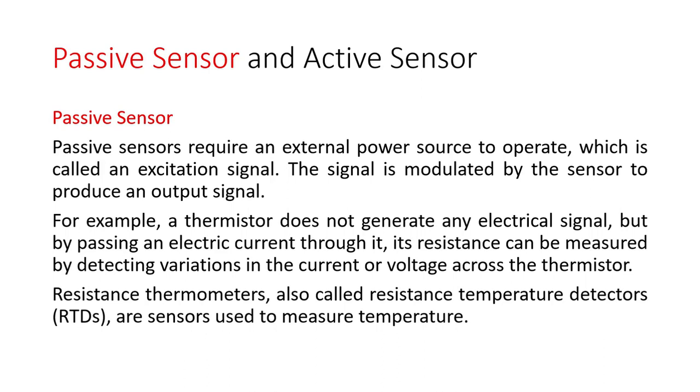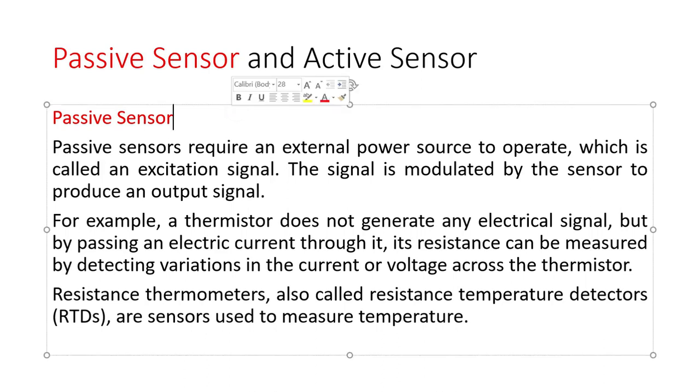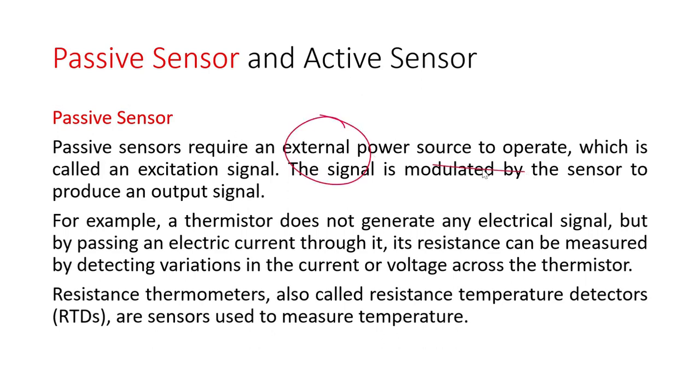Now what is a passive sensor? A passive sensor requires external power to operate. A passive sensor is like a thermistor that does not generate any electrical energy, but by passing an electric current through it, its resistance can be measured. So there is this component, we are measuring its resistance, and we pass the current through it and we calculate the resistance.